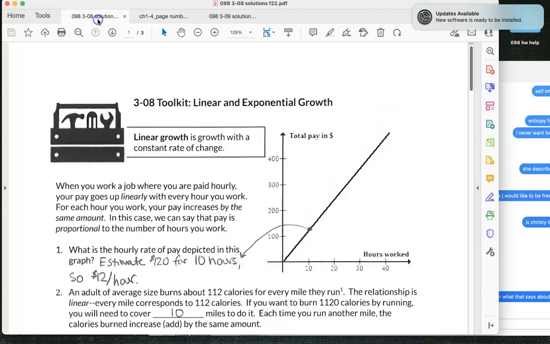Let's see what I wrote here. Okay, so here I used a different estimate. I went to the 10-hour mark and I estimated that it was at about $120. So again, I came up with $12 an hour. And it's okay if you're slightly off because you're estimating from a graph.